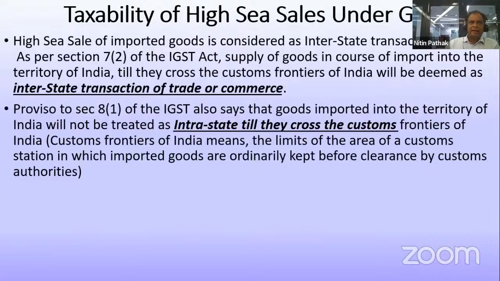High seas sales of imported goods is considered an interstate transaction as per Section 7, subsection 2 of IGST. Supply of goods in the course of import into the territory of India till they cross the customs frontier of India will be deemed as an interstate transaction of trade and commerce. The proviso to Section 8(1) of IGST also says that goods imported into the territory of India will not be treated as intrastate till they cross the customs frontier. Customs frontier of India means the limits of the area of a customs station in which imported goods are ordinarily kept before clearance by customs authority.